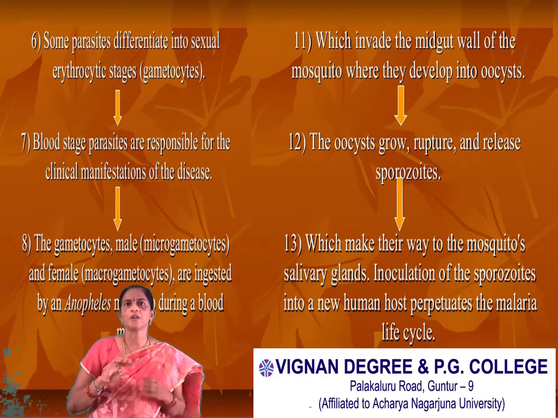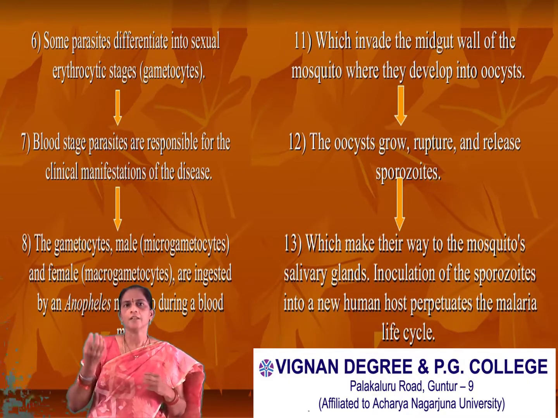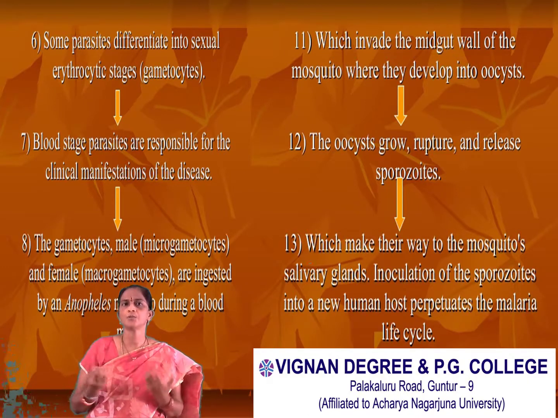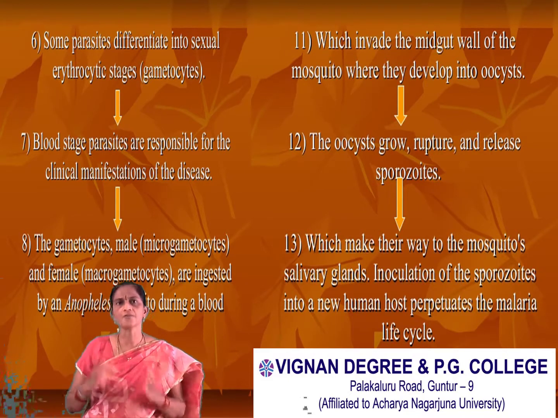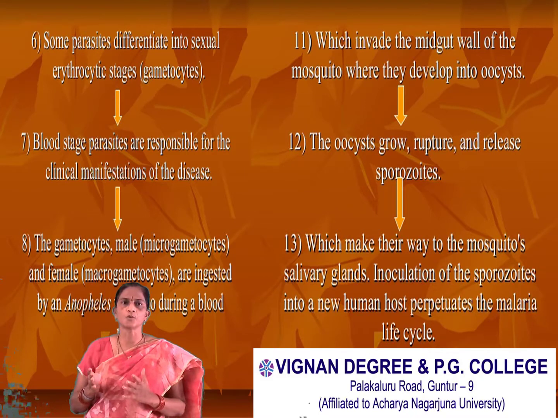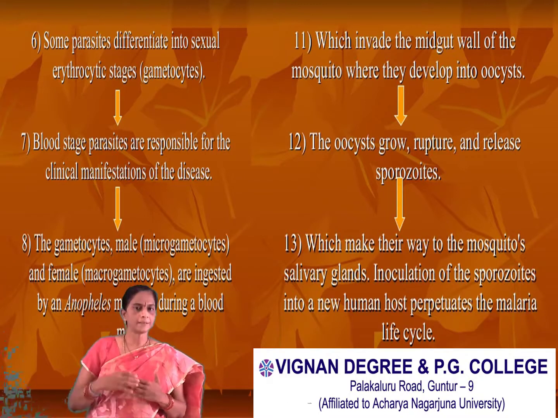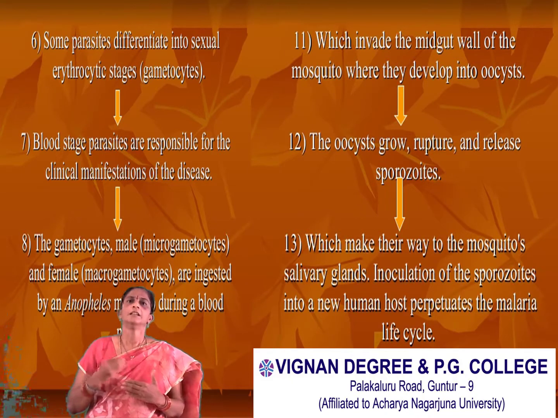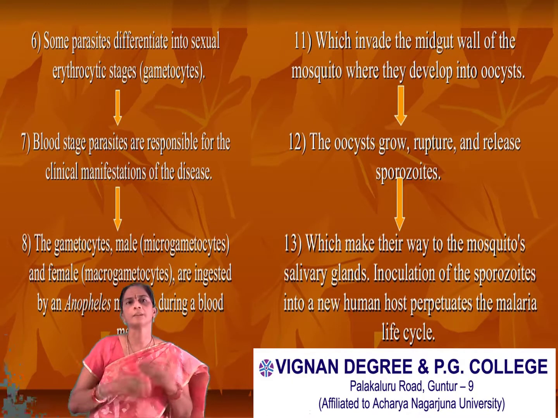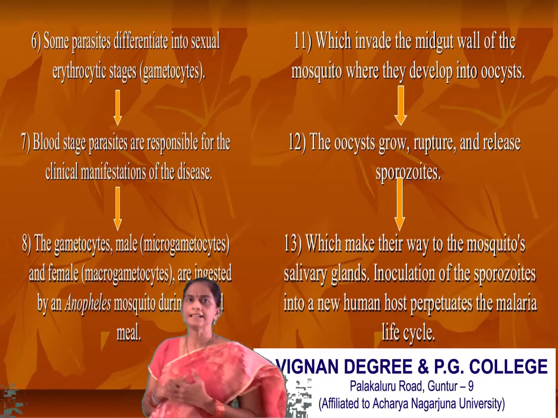These sporozoites go and are stored in the salivary glands, and inoculation of sporozoites is due to this. The salivary glands of the mosquito contain sporozoites. When the mosquito takes a blood meal from humans, they enter into the human. So the malaria life cycle ends like this.